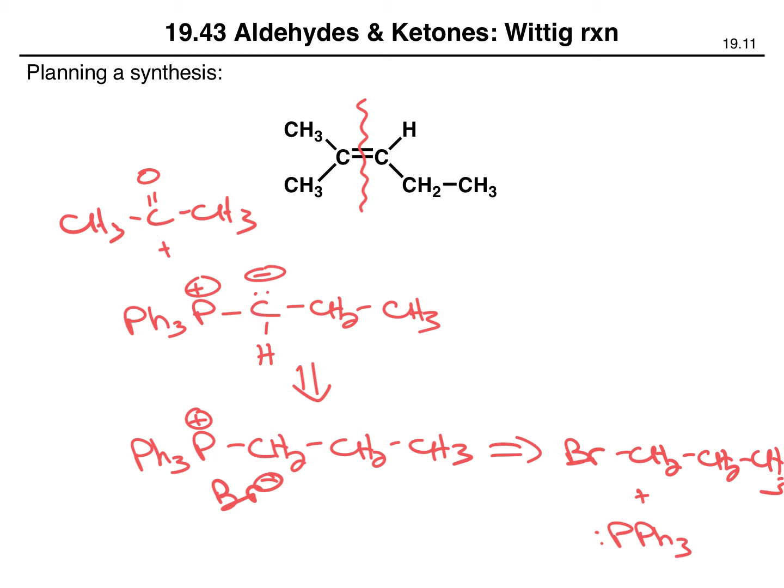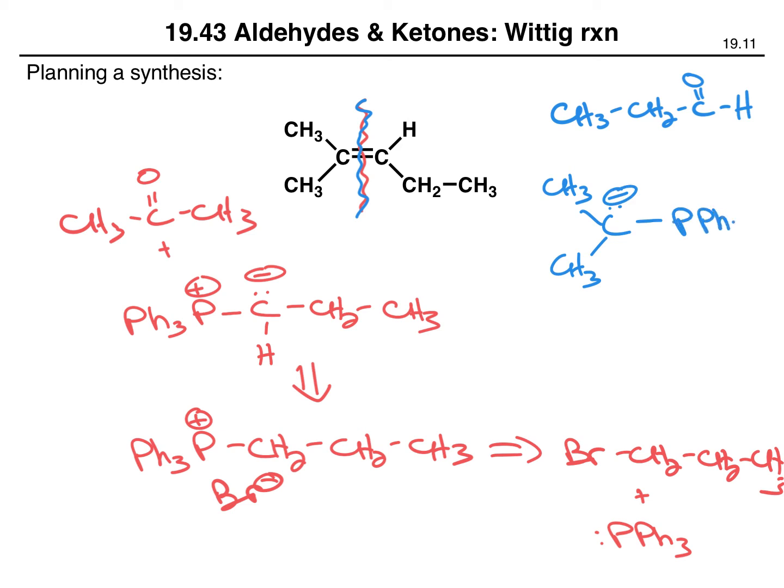Now we can also think of this, we're breaking the bond in the same place, but we can think of it from the other direction. So that this piece was the carbonyl containing compound, and this piece would have been the ylide. So that means we would have CH3, CH2, C double bond O, H as our carbonyl containing compound, and then we would have the CH3, CH3 connected to the triphenylphosphine. So this is the ylide.